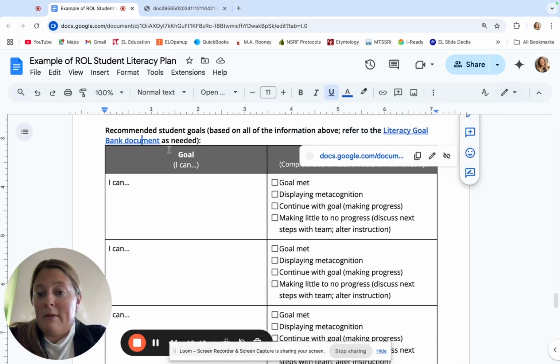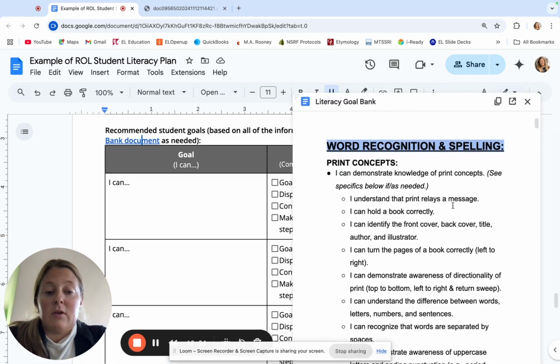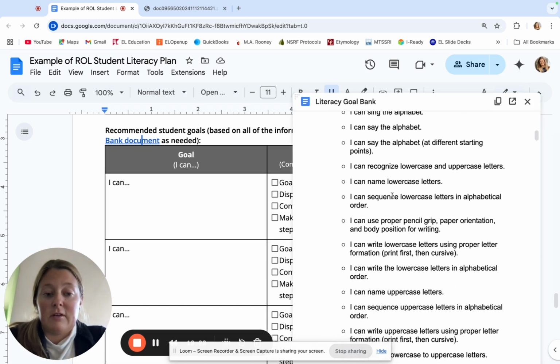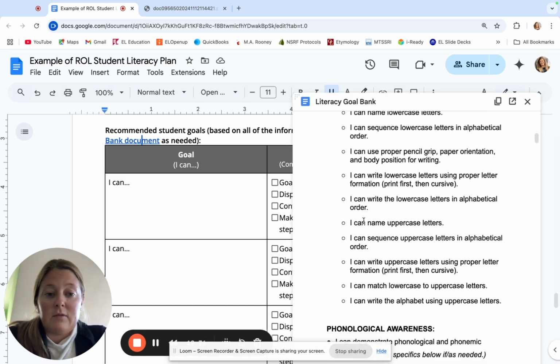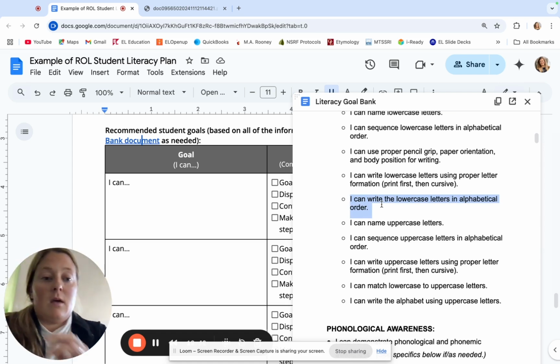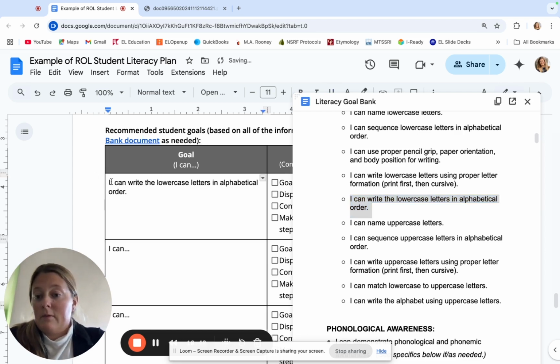There's a goal bank here that we can pull from. And so we could go to word recognition and spelling, and look, here's alphabet knowledge and letter formation. So I could make a goal. I can write the lowercase letters in alphabetical order, and that could be my goal. I'm going to pull that one. That's a great goal for him, as we know there's so many lowercase letters that he's learning.